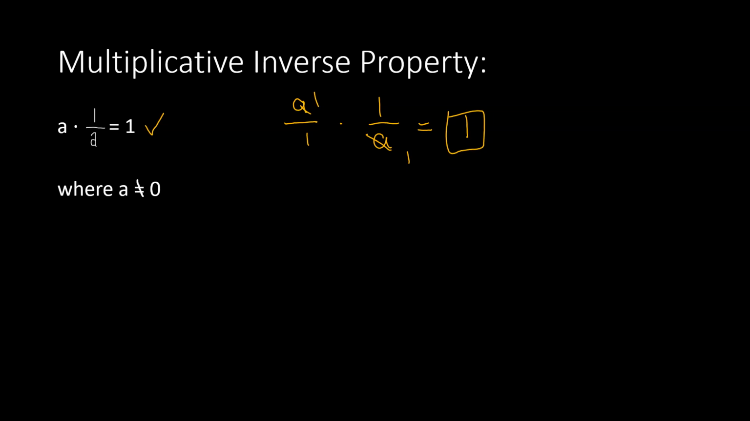Now, the reason that a is not equal to 0 is because 1 over 0 is undefined and not true. As you can see here, we have an example, 6 times 1 over 6. We can create a cross multiplication problem. 6 times 1 over 6. We can cross the 6's out, and as you can see, we got 1, which is correct.